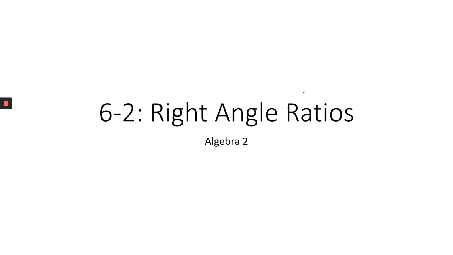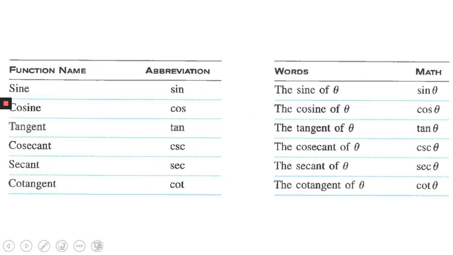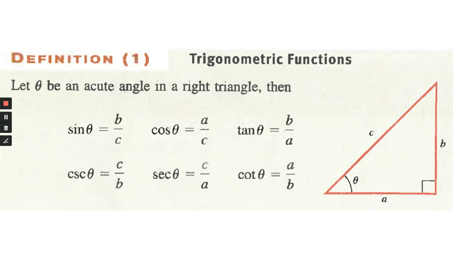Right, let's get started with 6-2, right angle ratios. So just a reminder of all our possibilities. We've got the sine, the cosine, and tangent, and these three you learned about last year in geometry. And three new ones we're going to add in here, the cosecant, secant, and cotangent. So what are all of these things?